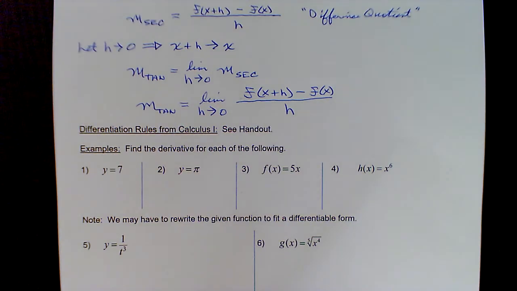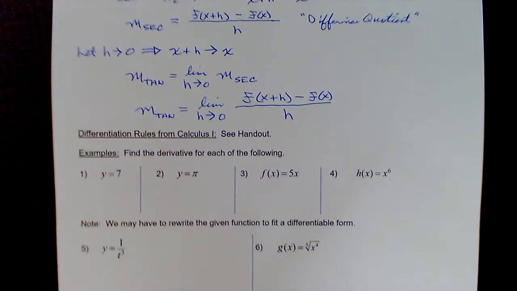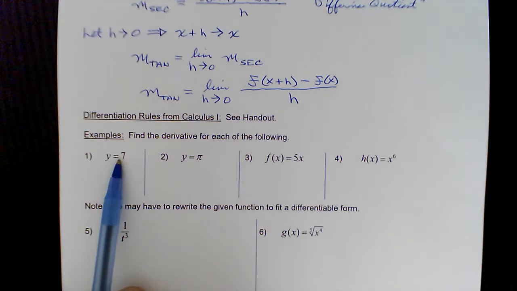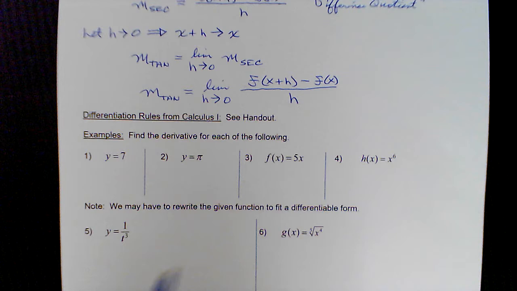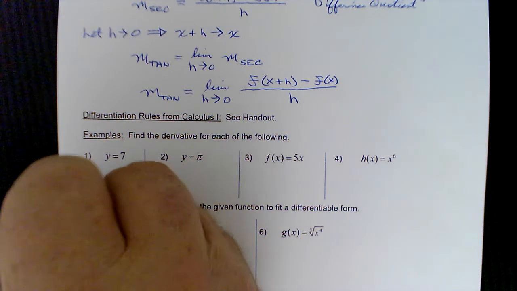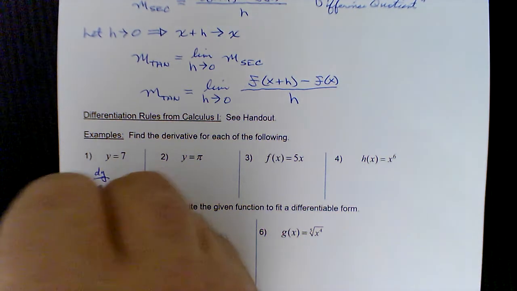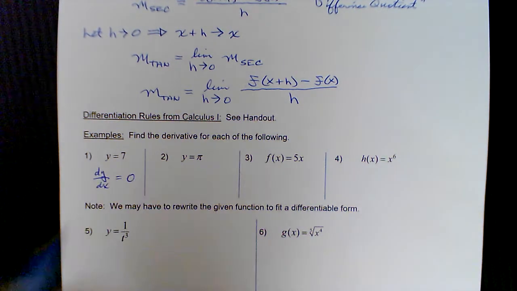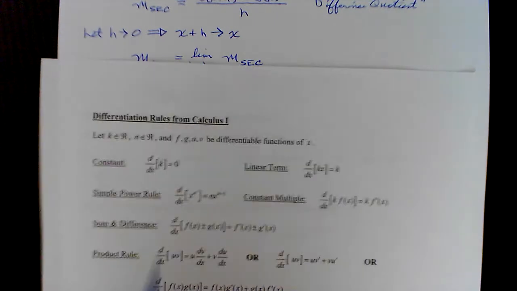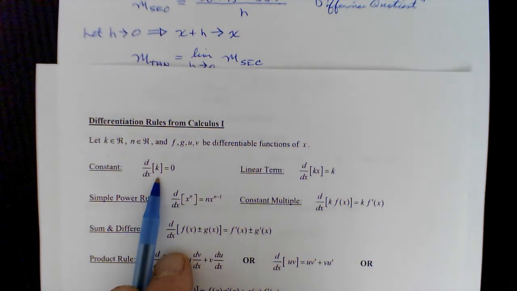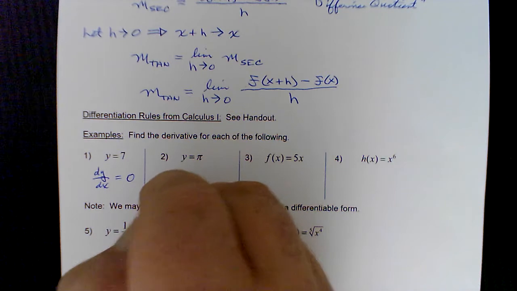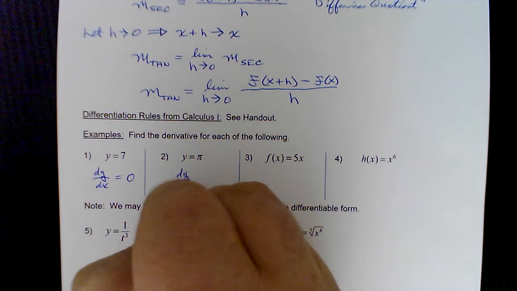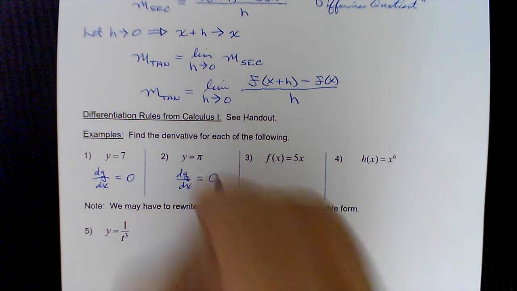So the first formula here, y equals 7, has to do with the derivative of a constant. And you should know that the derivative of a constant is simply 0. So we could say y prime, dy/dx, is 0. And that's using the derivative of a constant rule. Pi is a constant, so its derivative is also 0, so dy/dx, or if you're lazy, y prime.